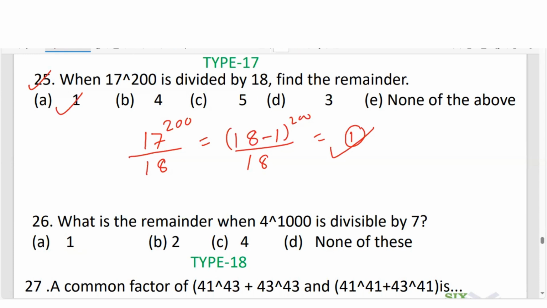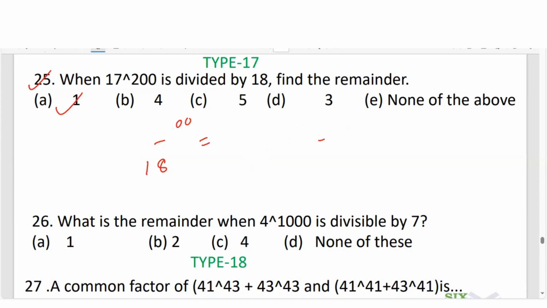Similarly, let us see the second question. What is the second question? Here, the second question is 4 to the power 1000 divided by 7. Then what will be the remainder? You know, here 4 and 7. First, this 4 is less than 7, so we check this number so that we can change it into a number which is related to a multiple of 7.